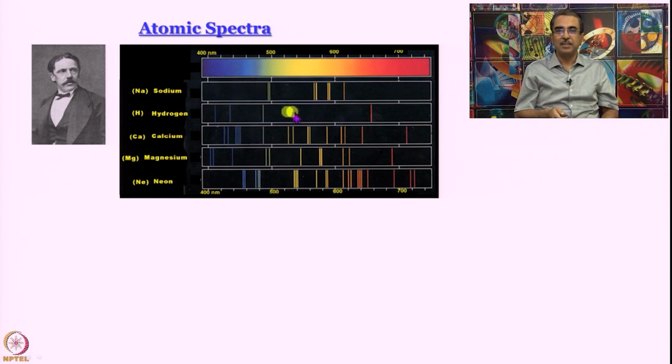For sodium, these are the lines. For hydrogen, these are the lines. In fact, there are more, we will talk about that later. For calcium, magnesium, neon. So, discrete lines, which means that only certain packets of energy are coming out of these atoms. Another signature of quantization.